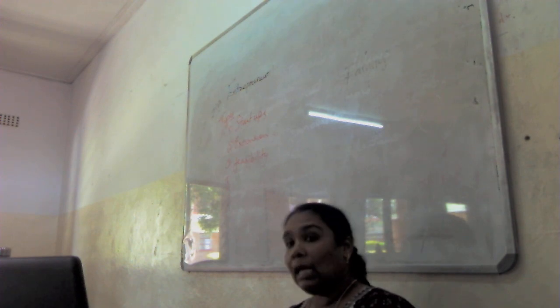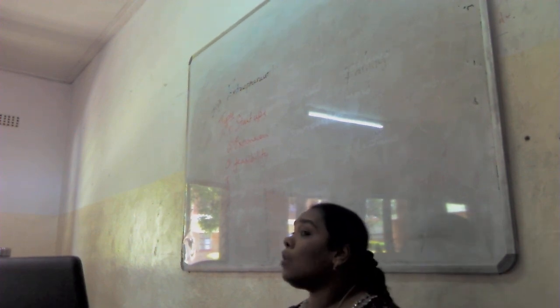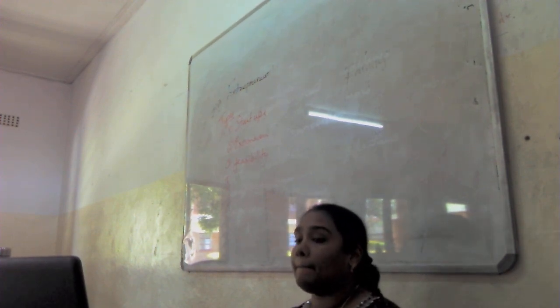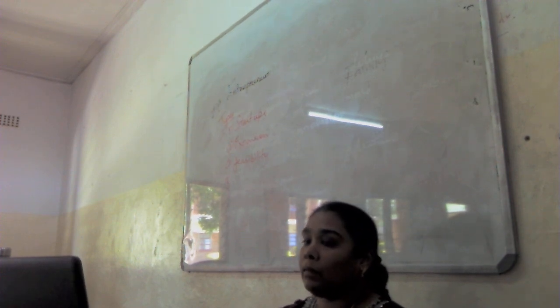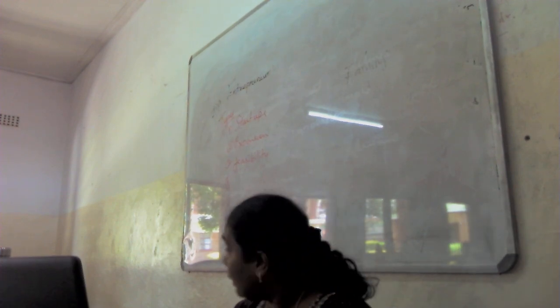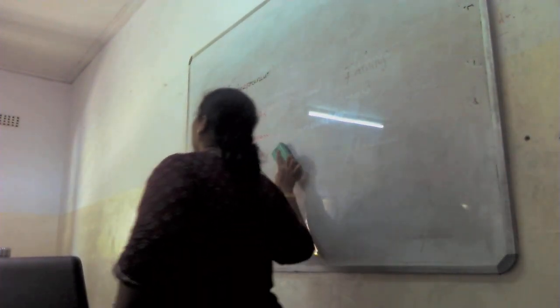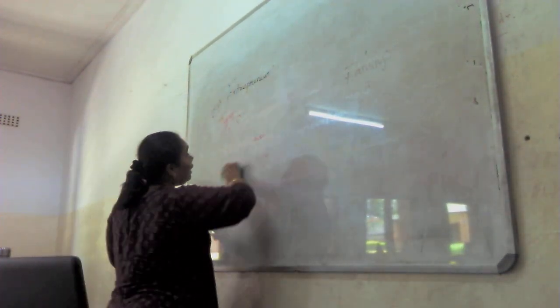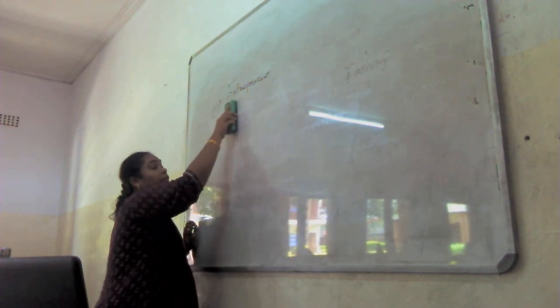So these are the different types of business plans. Then we have the key areas of business plan. What are the important areas of business plan?